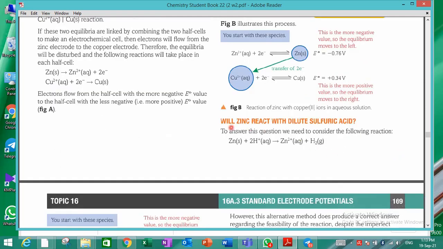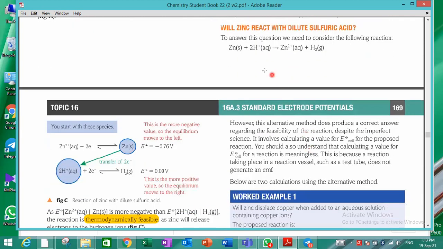Now here it says, will zinc react with dilute sulfuric acid forming zinc ions plus hydrogen gas? Then we look at the two equations in the data booklet. We will find that it's written zinc ions plus 2 electrons gives zinc metal, the E node value is minus 0.76 volts, and 2 hydrogen ions plus 2 electrons gives hydrogen gas, E node value equals 0. We said that always the half cell equations are written in the reduction form. You will find it in this way in the data booklet.